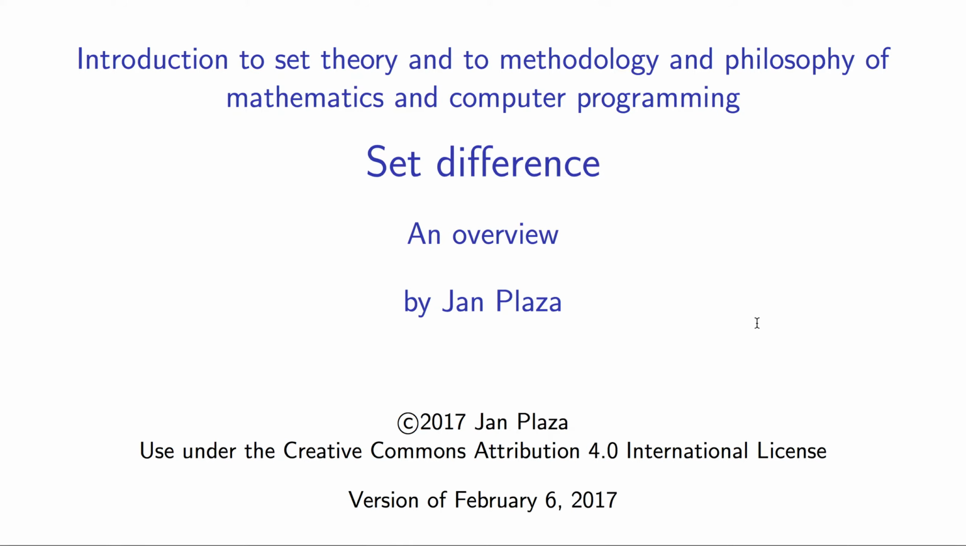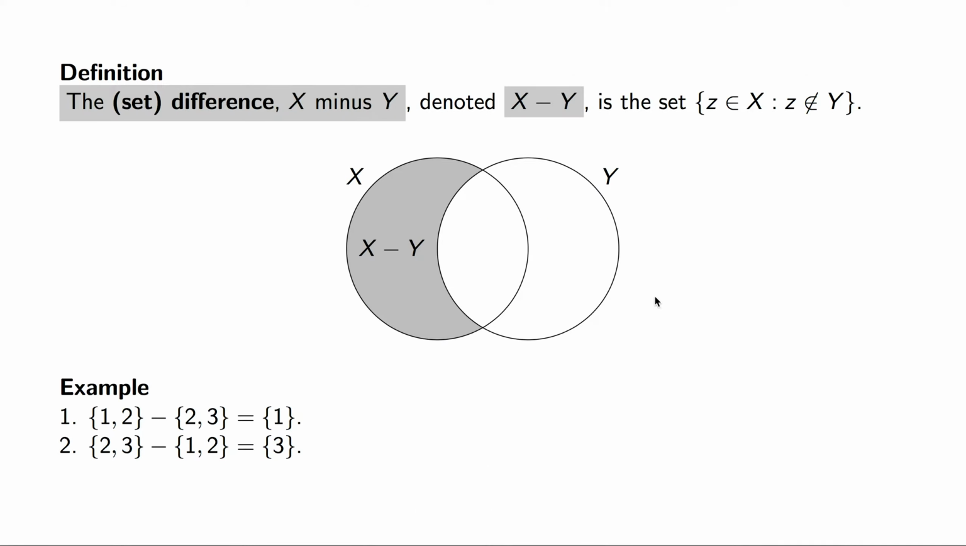Set difference, an overview. The set difference of x and y, also read x minus y, is denoted with the minus symbol, and it is the set consisting of those z from x which satisfies the condition that z is not a member of y.